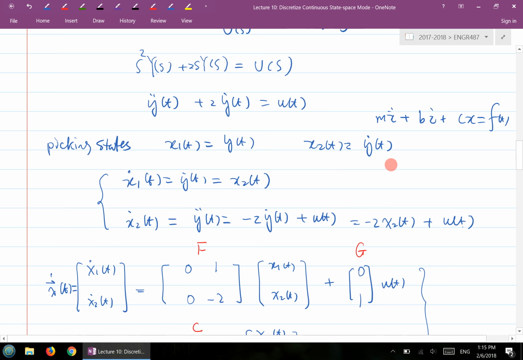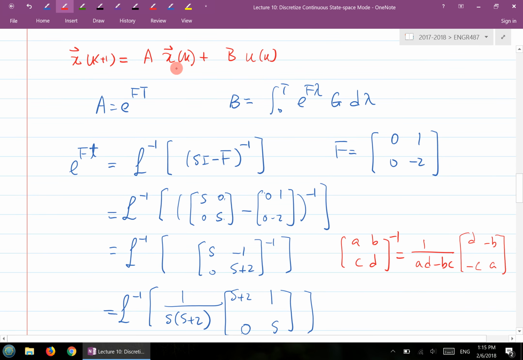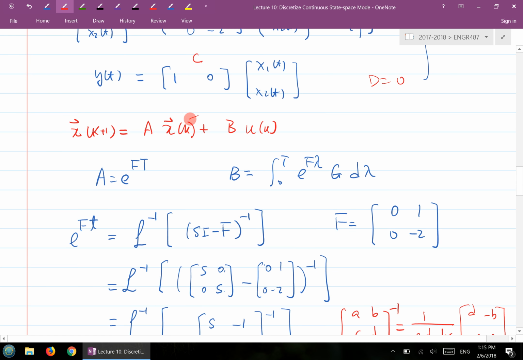So you see, we picked two states. One is position, right? And the other is velocity. And then we discretize. After discretization, we got x of k here, right? So you should bear in mind this x of k containing x1 of k and x2 of k, right? x1 of k is a representation of what? Position. x2 is the velocity. So they retain the previously defined state variables in the continuous domain.